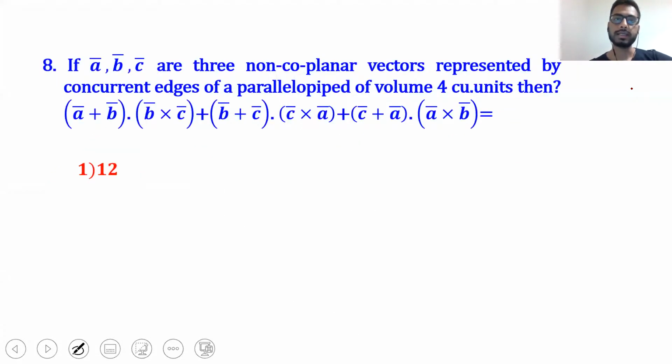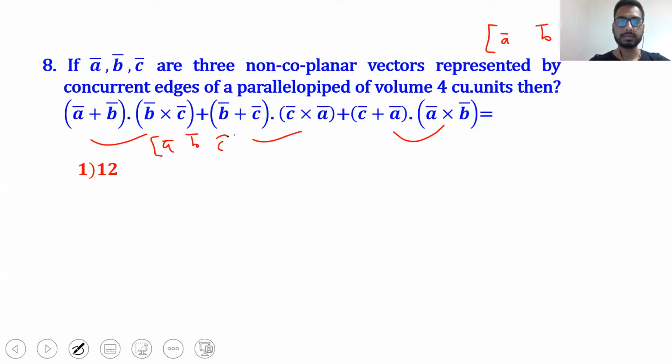If A, B, C are three non-coplanar vectors represented by concurrent edges of a parallelepiped of volume 4 units. So in this case, it is given that the box product of A bar, B bar, C bar is the volume of that parallelepiped, and the volume is 4. I have to find the value of this term. So you can expand this bracket, expand this bracket. So expanding this bracket, I'm going to get ABC plus BBC.